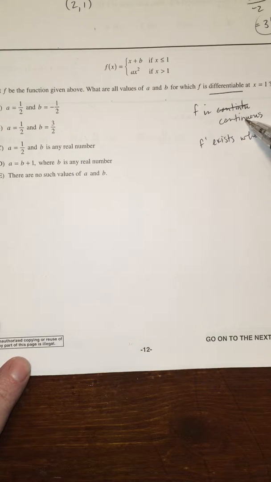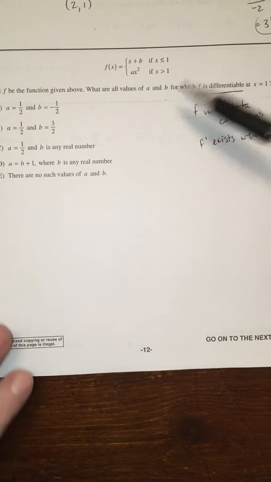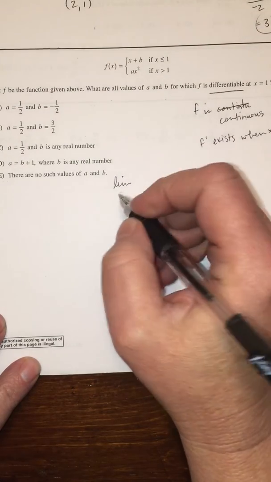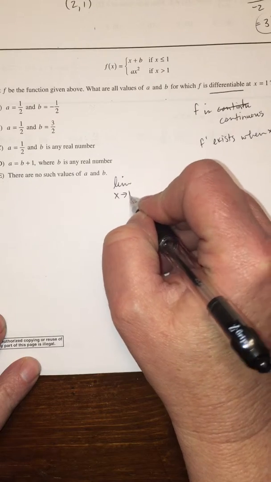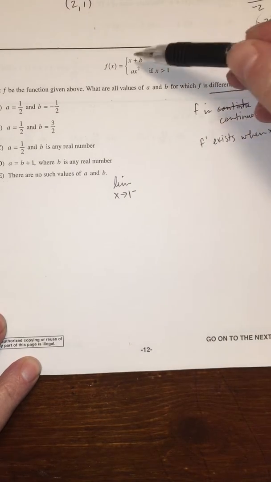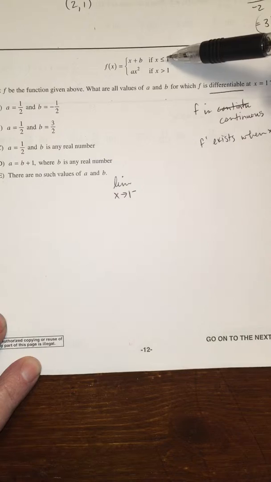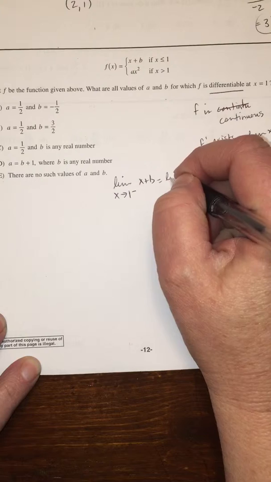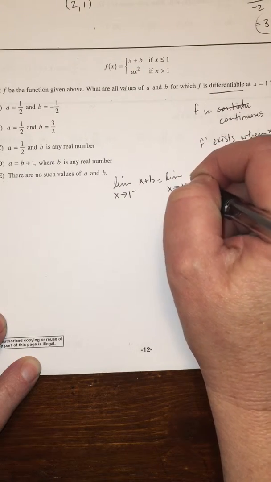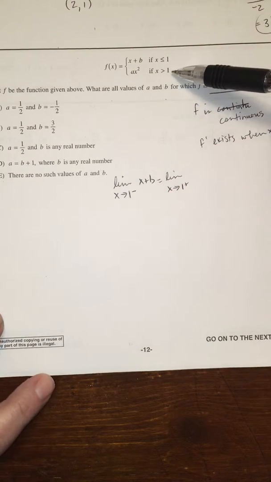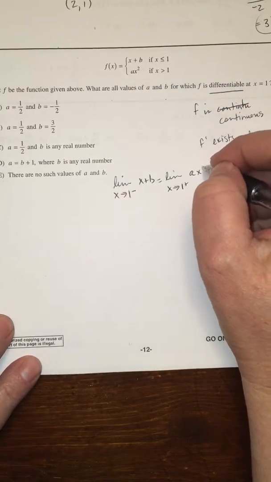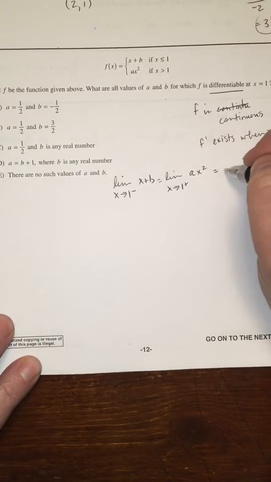Let's first talk about the continuity of f. The definition of continuity says that if f is continuous at x equals 1, then the limit as x approaches 1 from the left, which is on this piece right here because x is less than or equal to 1, so we'll put x plus b, is equal to the limit as x approaches 1 from the right. From the right of 1 means x is greater than 1, so we're on this piece, ax squared, and that's equal to f at 1.